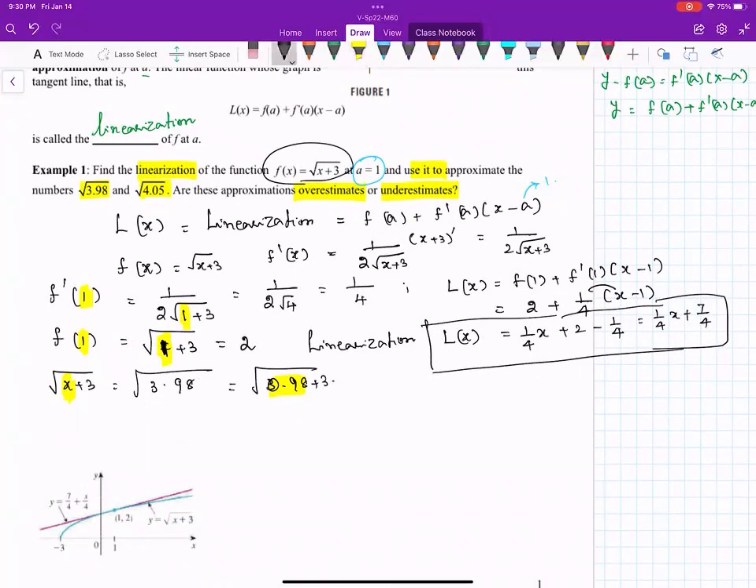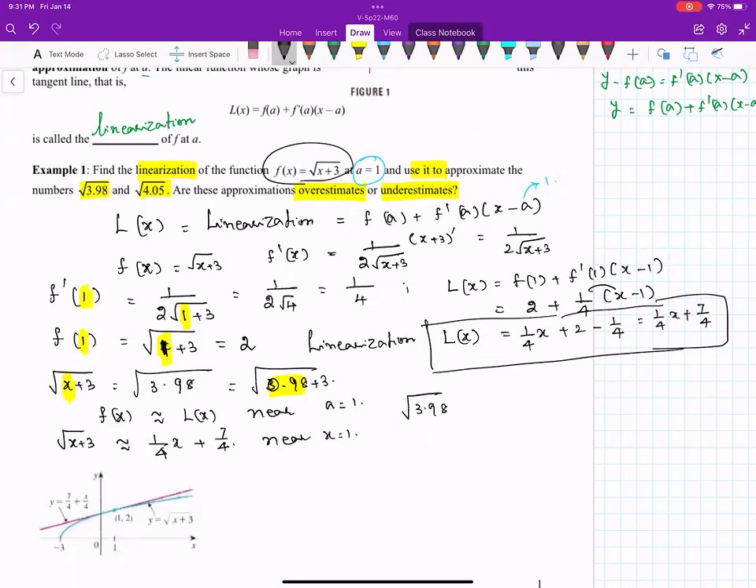So we know that f of x is approximately equal to L of x near a equal to 1. So what is f of x? Square root of x plus 3. What is L of x? 1/4 of x plus 7 over 4, near 1. So we can find out square root of 3.98.